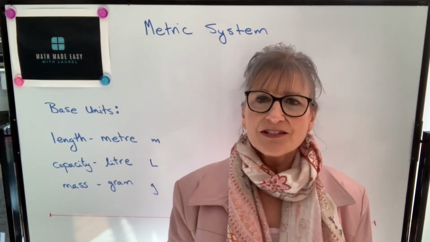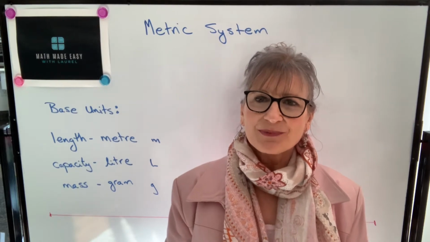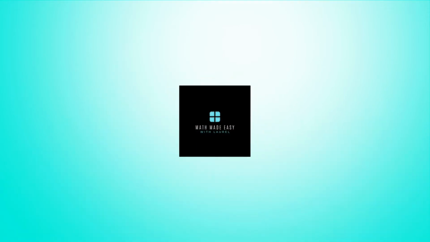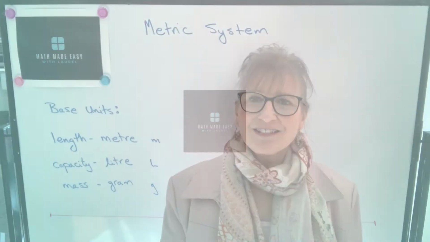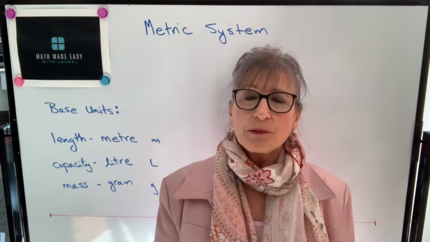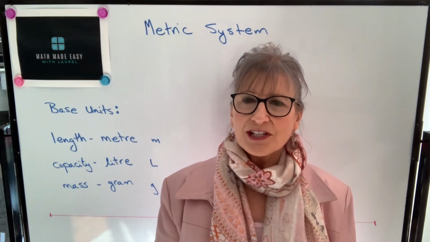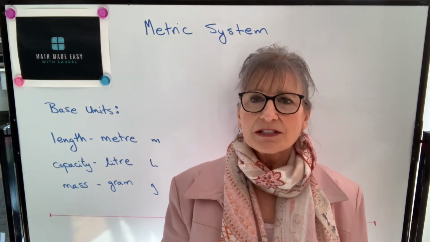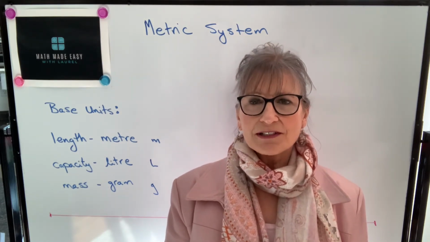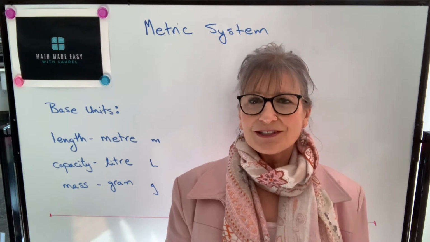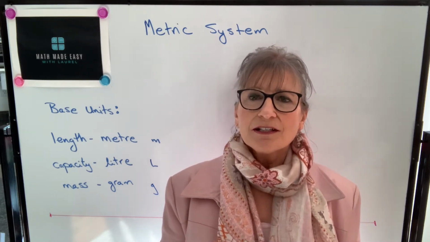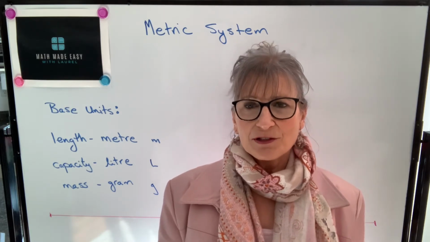I'm Laurel, and in this video we're going to take a look at the metric system. The metric system was developed a couple hundred years ago by a group of French scientists who wanted to make the system of measurement much easier than what it was. There were a lot of haphazard units, a lot of awkward numbers, and they determined that it was possible to develop an easier system.